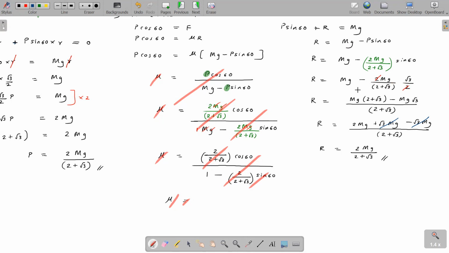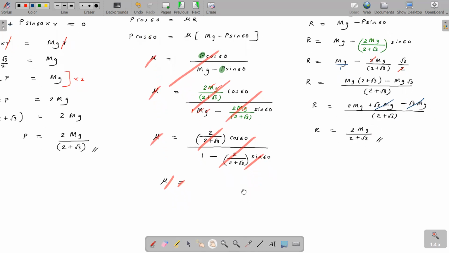So you can go for the common denominator. The common denominator of these two is 2 plus root 3. So this mg multiplies with the 2 plus root 3, minus here you have root 3 mg. When you open the bracket, 2 mg plus root 3 mg, and here you have minus root 3 mg, the root 3 mg is cancelled out, and R is equal to mg over 2 plus root 3. Can you see, guys? That makes things really easy.